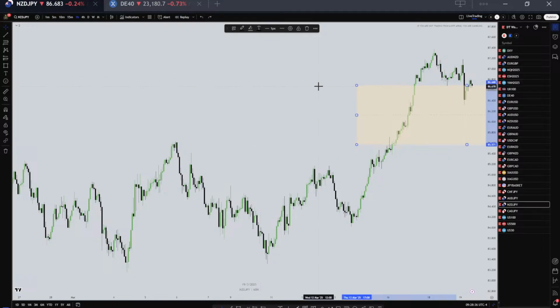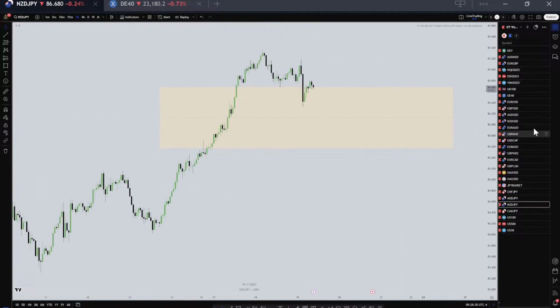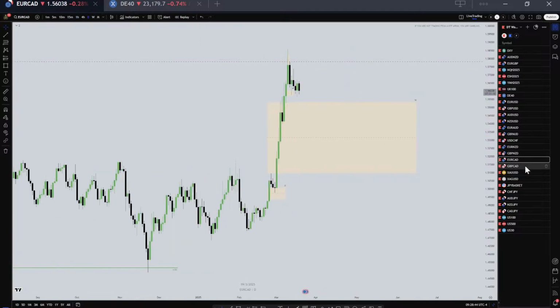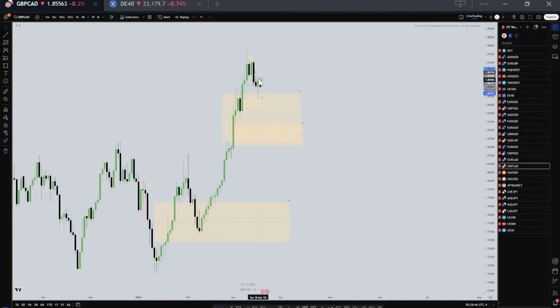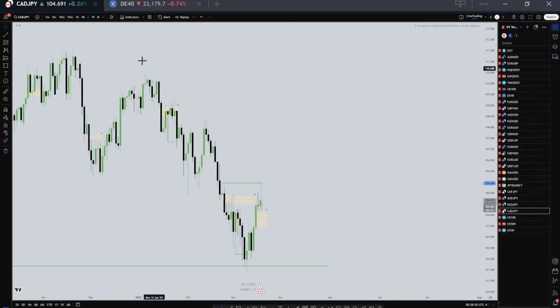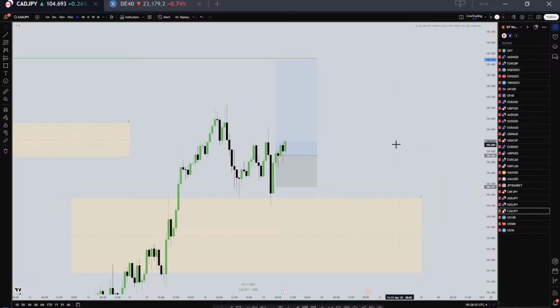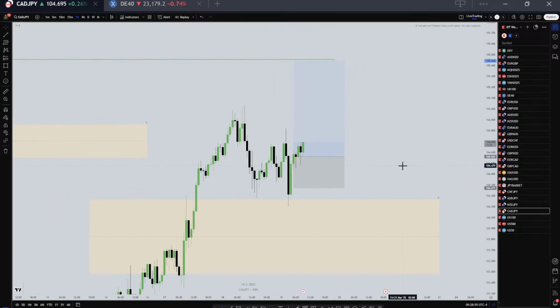From the ones I liked, CAD JPY the most. It has to do with the fact that recently CAD is stronger than usual. Still stronger. That's why I took the CAD JPY trade. So daily level.